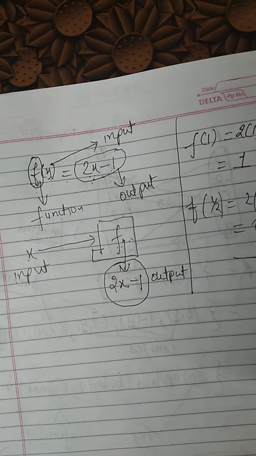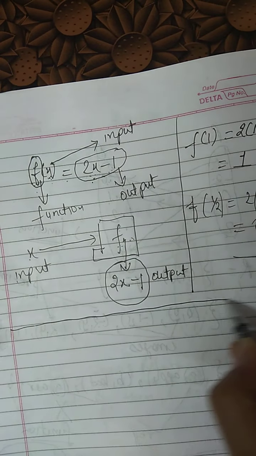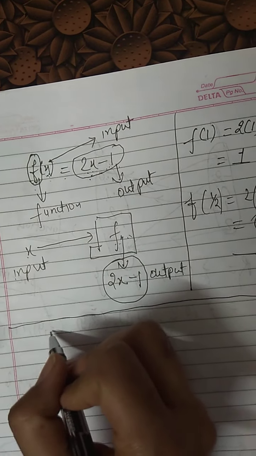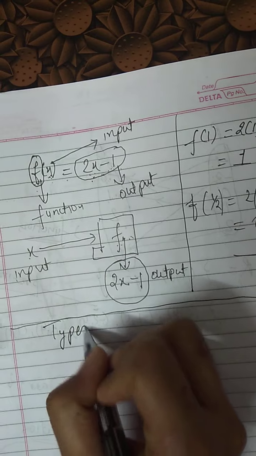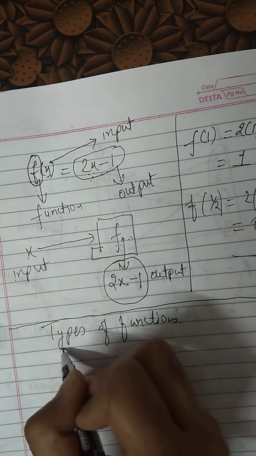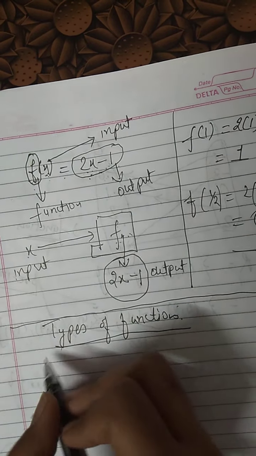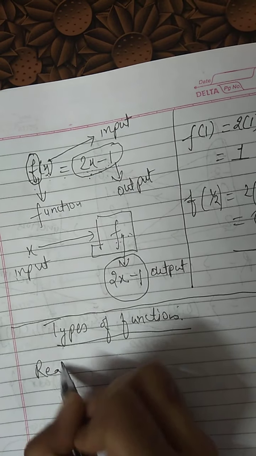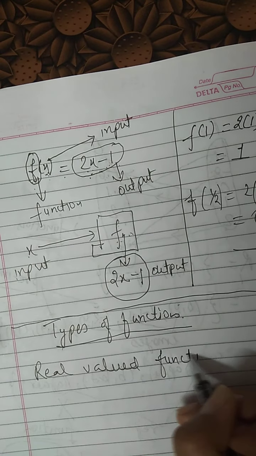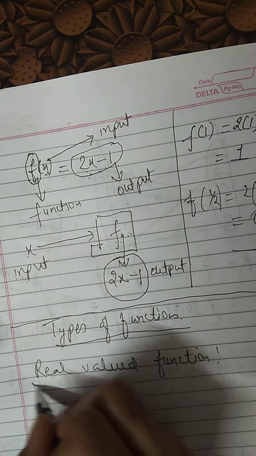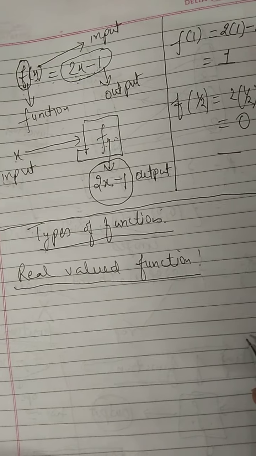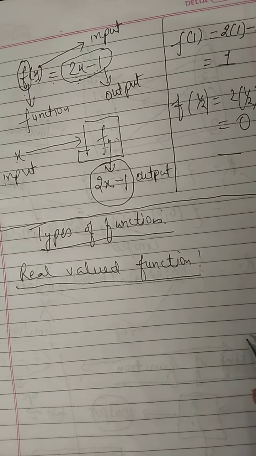So I hope the working of a function is clear, and now we have different types of functions that we will discuss here, and here we are giving the heading types of functions. Under types of functions, the very first thing that we will do is the real valued function. Real valued function, what does it mean? It means the function which takes a real number and gives a real number.